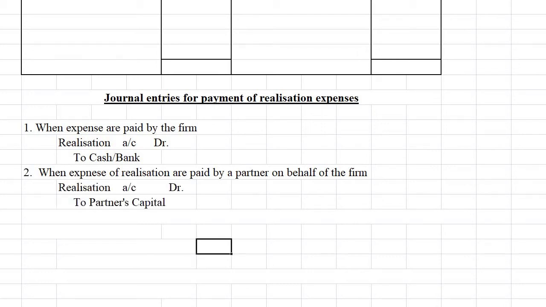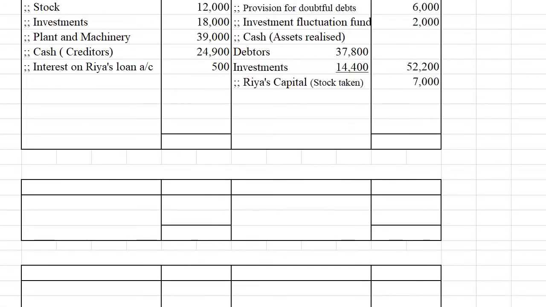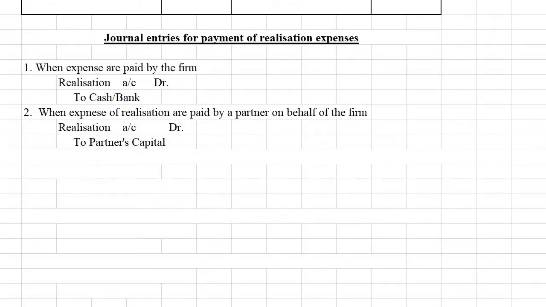Okay, realization account debtor to partner's capital. So we can write that journal entry here because Dia paid the realization expense for the firm. So what can we write here? To Dia's capital account. How much did she pay? 600 rupees she paid.